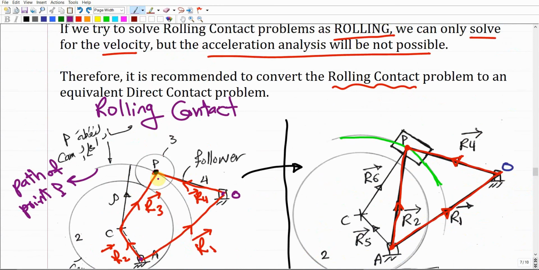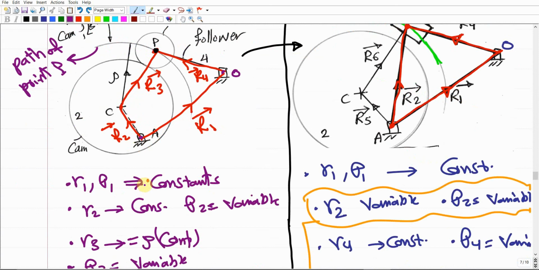So this indicates that in general, we have two different types of contacts. We have rolling and direct. Anyway, the rolling, we're going to convert it into direct contact. So it means that you have to study only one type of contact, which is the direct contact problem. Make sense?